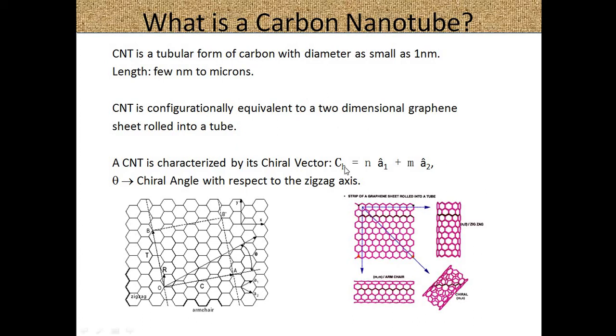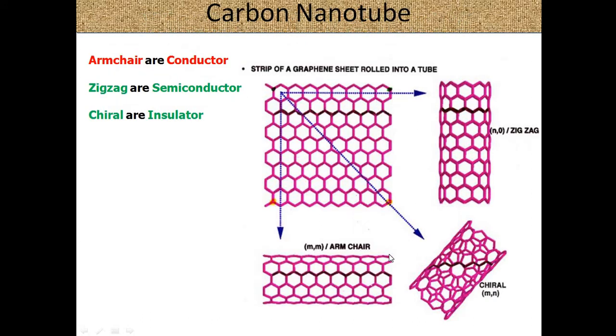So suppose this is the graphene sheet. If we roll this graphene sheet from this end to this end, this rolling is there. Or if we roll this graphene sheet from this end to this end, this type of rolling is there. Or if we roll the graphene sheet from this end to this end. So these arrows suggest the direction of rolling of the graphene sheet. Depending upon this direction, there are different types of carbon nanotube.